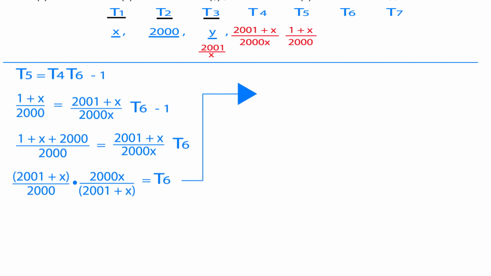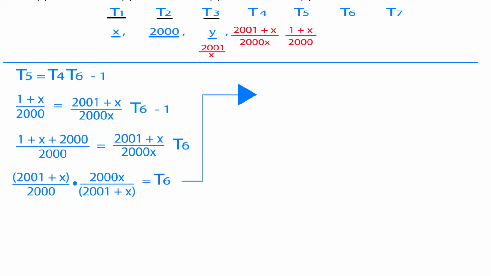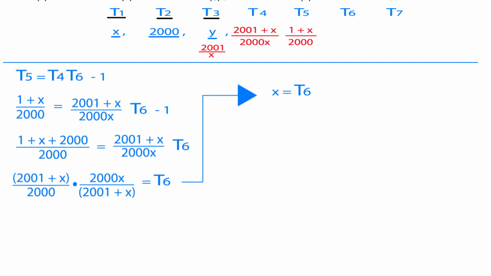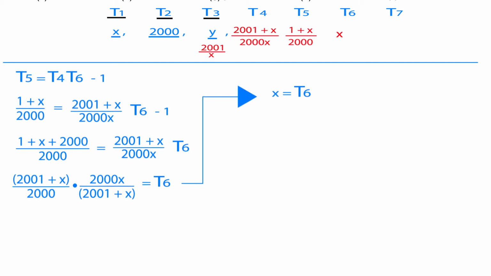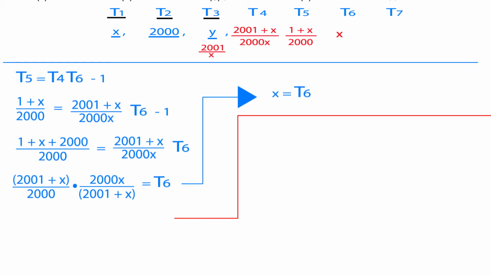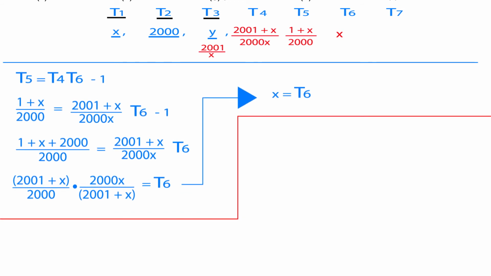to T6. And this is great. This actually simplifies to just x. All right, great. So I am going to get a pattern. One more, T7. I know this is torture, but it's okay.